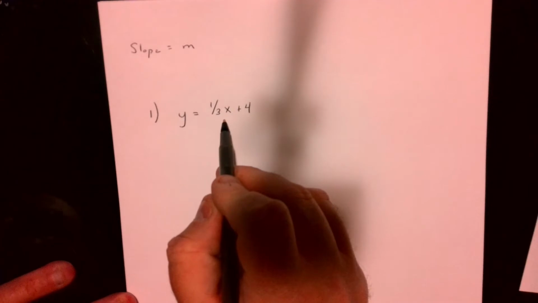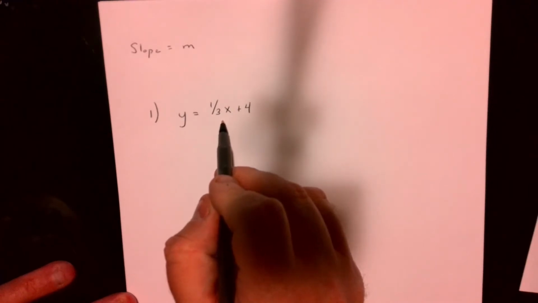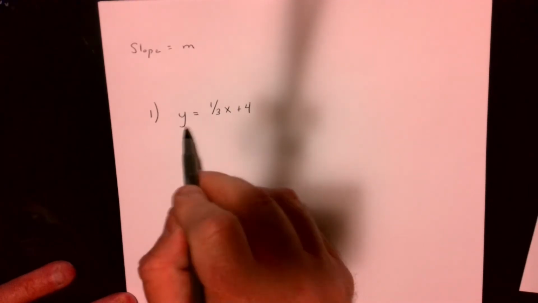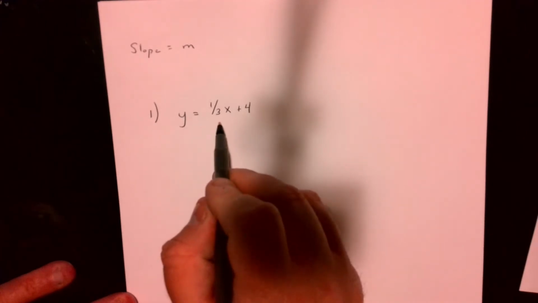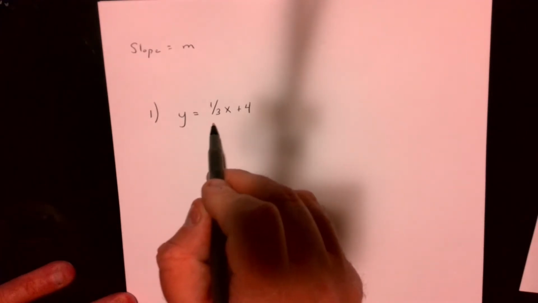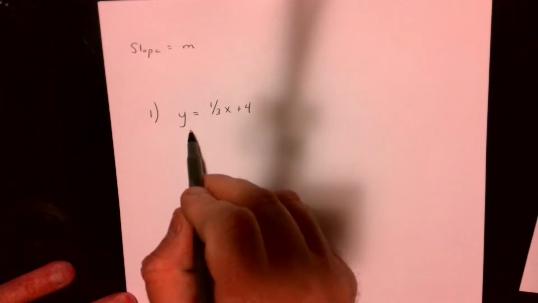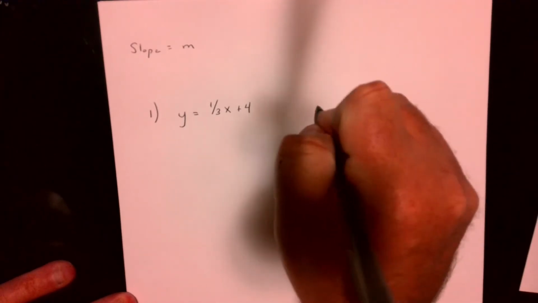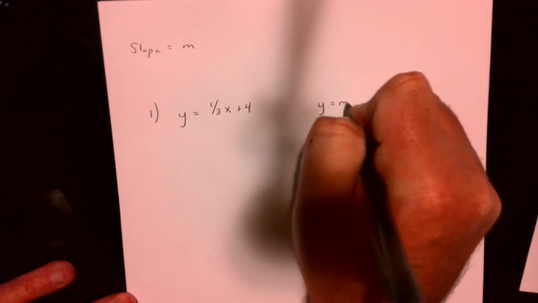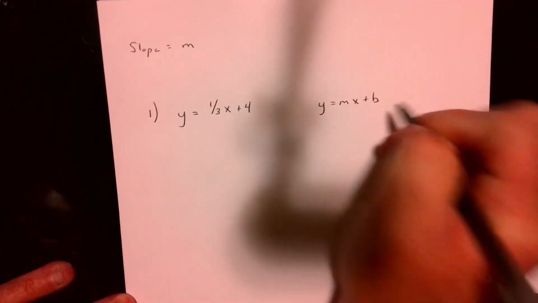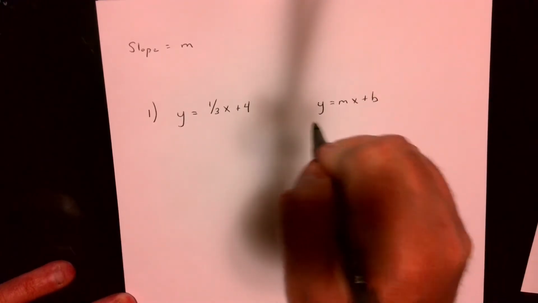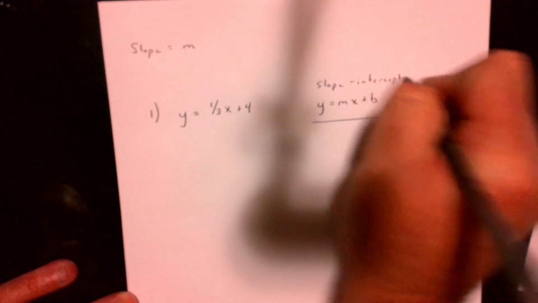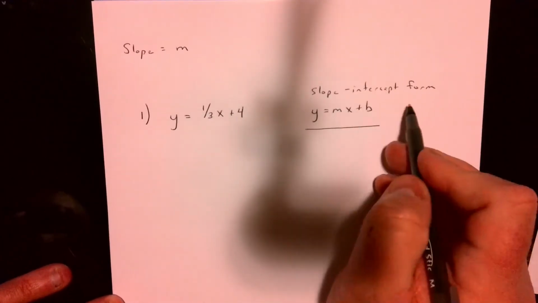In this equation, what's new is that we have two variables given to us. There is an x and there is a y. We don't need to worry about that so much today. Right now, we just need to know that we're going to be given everything in the form of what we call y equals mx plus b. This is what we call slope intercept form.